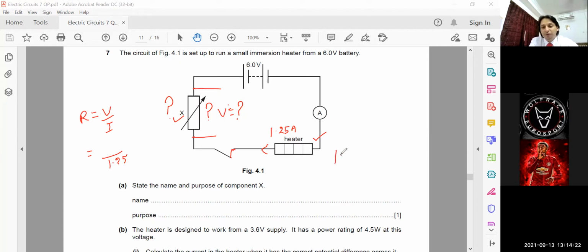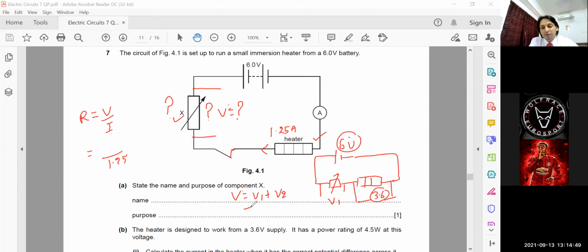Even if you look at this diagram, children, suppose I have connected this X here. This is the variable resistor, and this is our heater. This is the 6 volt. So the voltage across it will be different, and the voltage across this heater is already 3.6, as we have calculated. We know, children, that the total voltage V equals the sum of V1 plus V2. V is 6, V2 is 3.6. You can calculate the answer: 6 minus 3.6 is 2.4. You need to put this voltage, 2.4.